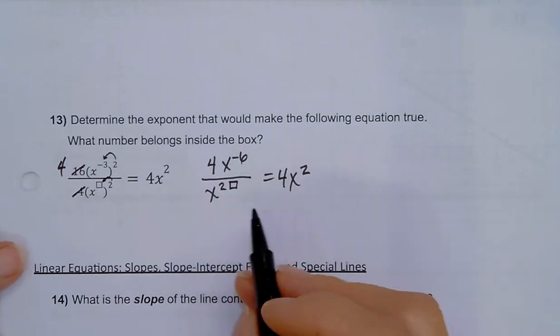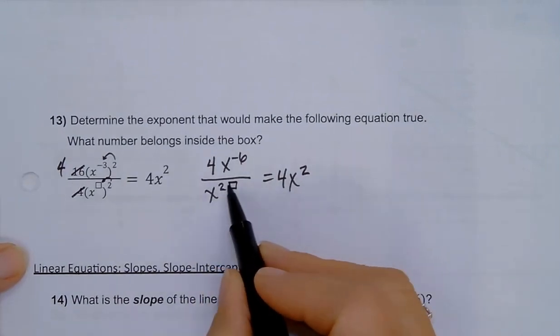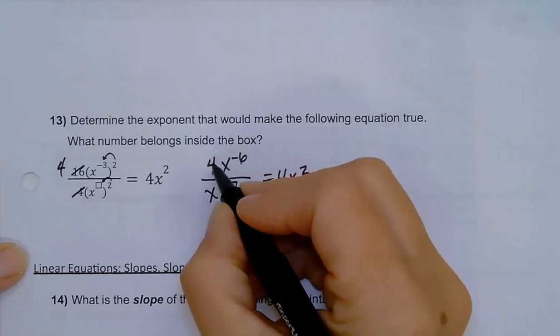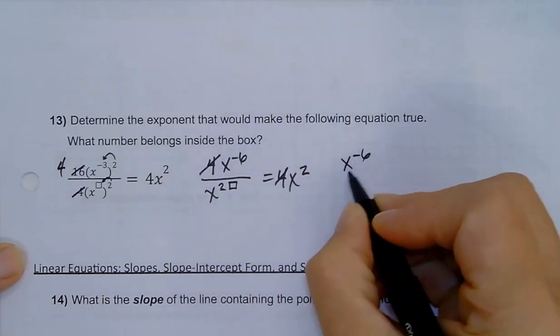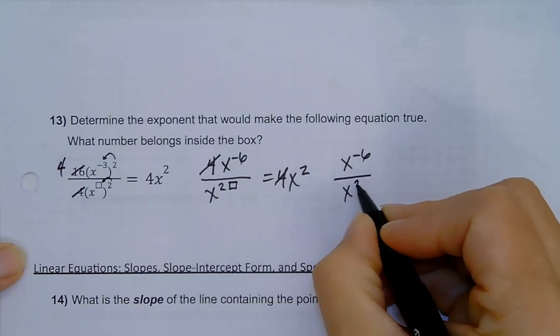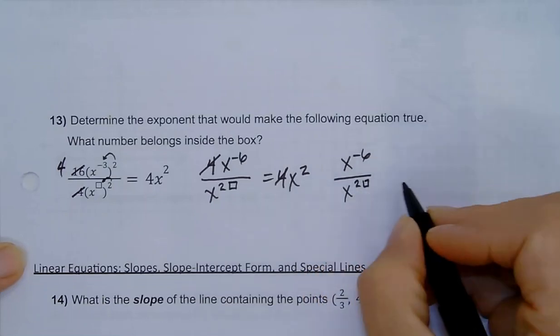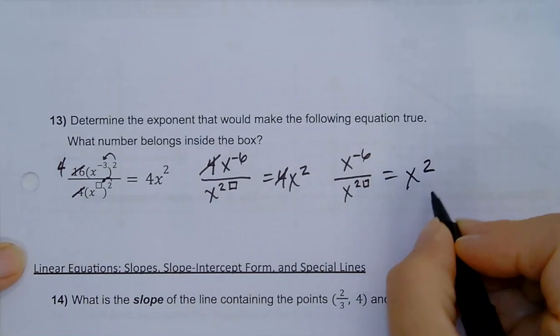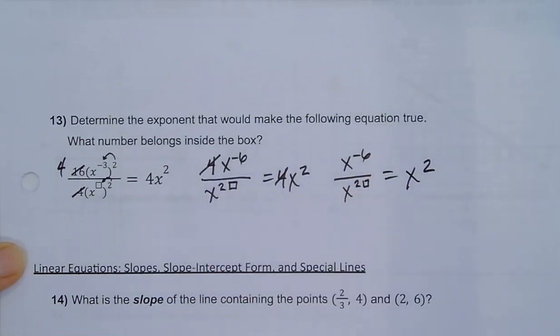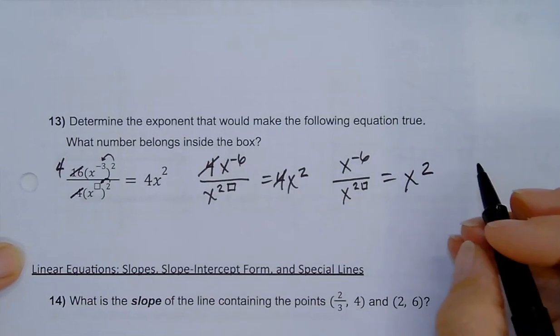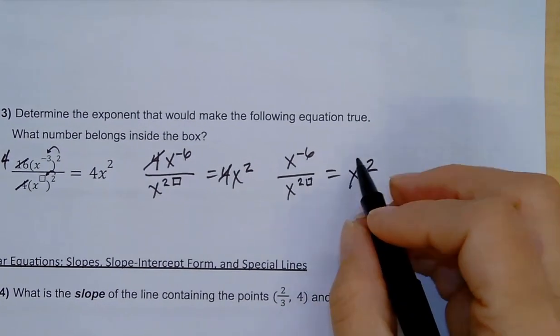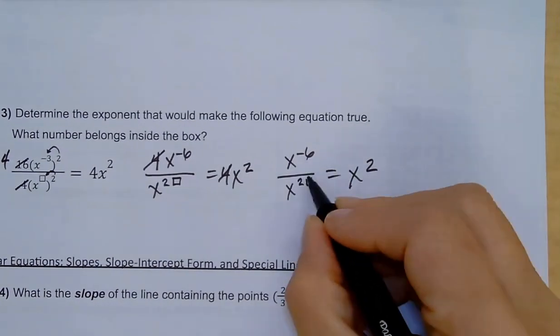I'm going to go ahead and divide each side by 4. If I divide each side by 4, I'm left with x to the negative 6 over x to the 2 times our box, our variable, equals x squared. Are you okay with that? We're dividing each side by 4 to get rid of the 4. And so now I'm going to use my algorithm. My algorithm tells me that if I have a fraction like this, I can rewrite it.